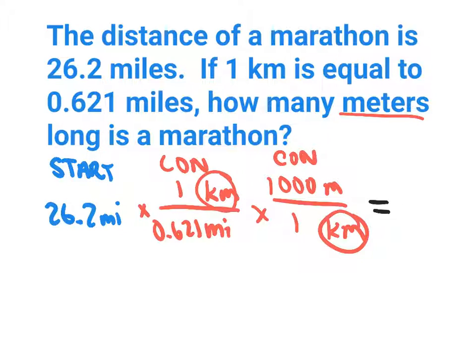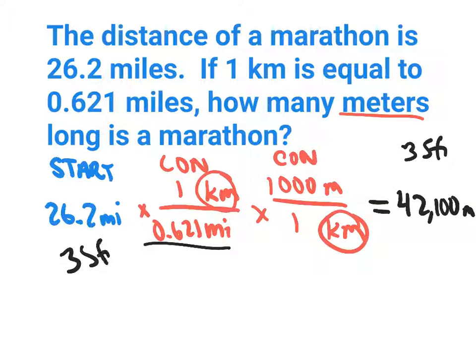So when I solve it, I can solve it in one step. It's 26.2 times 1 times 1,000. Divide that all by 0.621. And when I come up with an answer, I get 42,100 meters. This is perfectly acceptable because this has 3 sig fig right here, and so does this. But if you want to be really fancy about it, you could always call it 4.21 times 10 to the 4, just to get our scientific notation back in there.